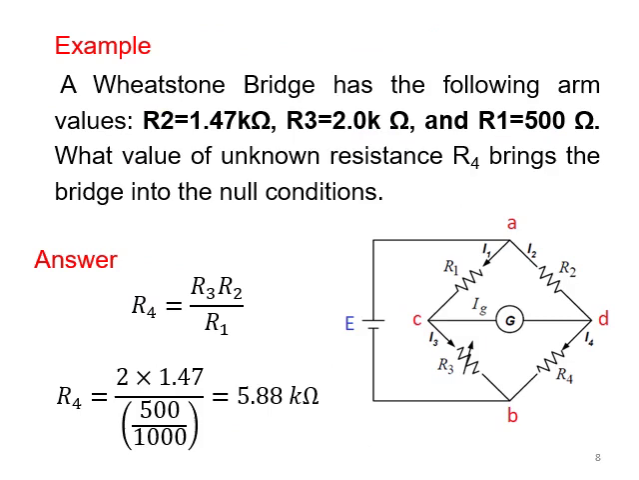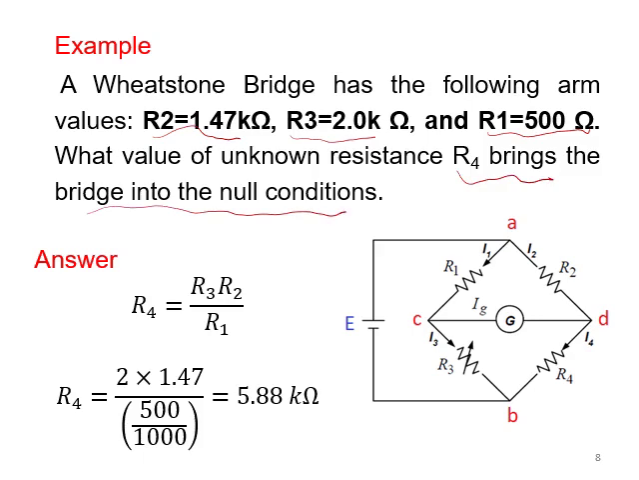Okay, we will look at this example to calculate the missing value of the resistors. He's saying here a Wheatstone bridge has the following arms: R2 equal to 1.47 kilo ohm, R3 equal to 2 kilo ohm, and R1 equal to 500 ohm. So the three values are known. What is the value of unknown resistor R4 to bring the bridge to a null condition?